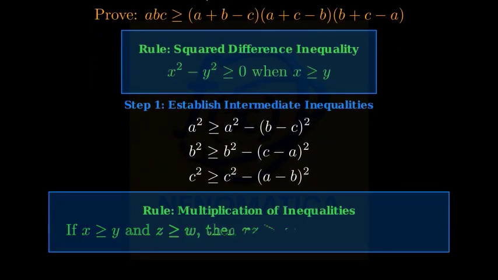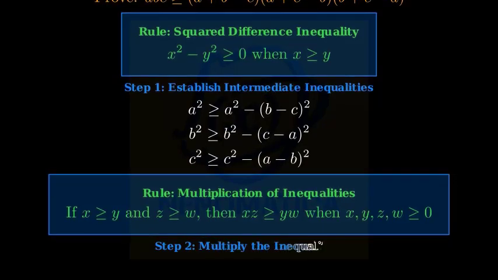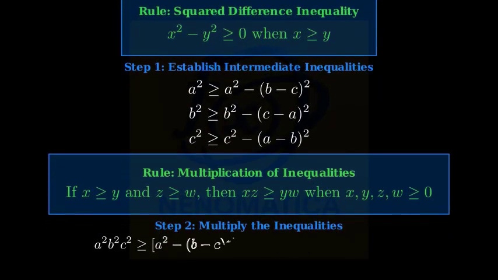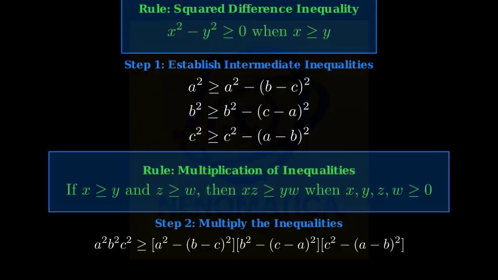Now, following the algorithm, we multiply all 3 inequalities together. On the left side, we get a squared times b squared times c squared, which is a squared b squared c squared. On the right side, we get a squared minus the quantity b minus c squared, times b squared minus the quantity c minus a squared, times c squared minus the quantity a minus b squared.